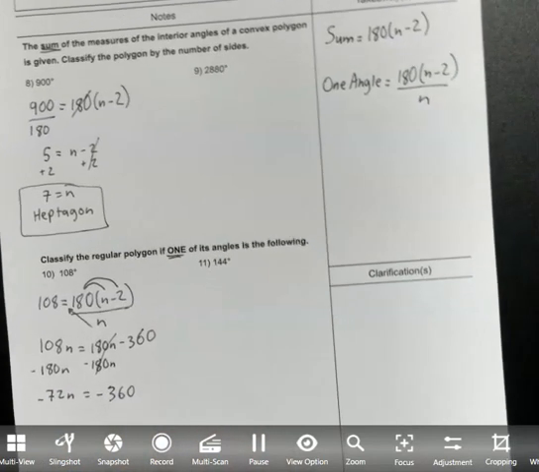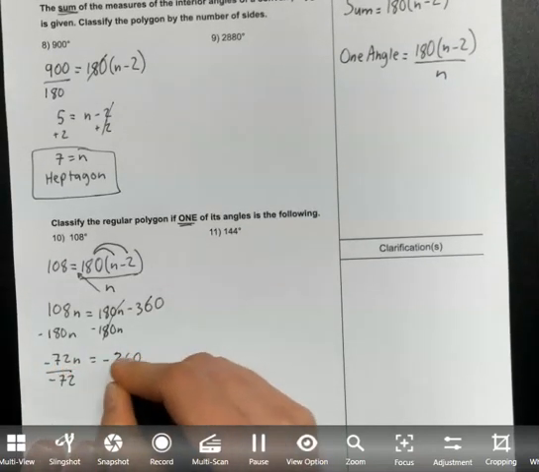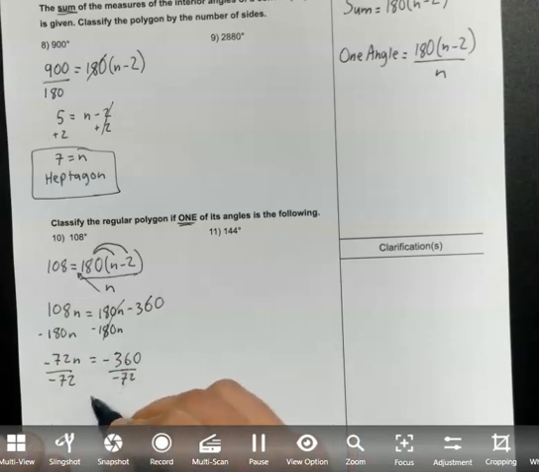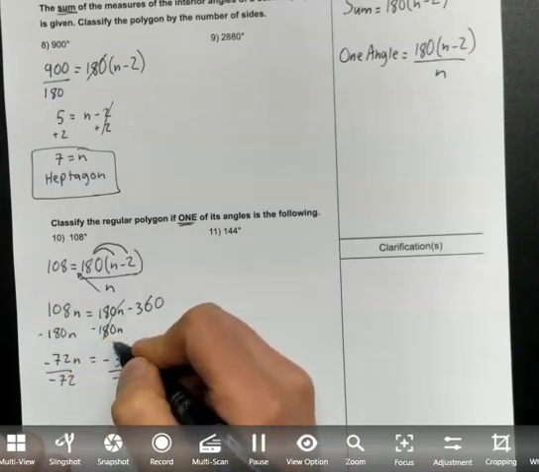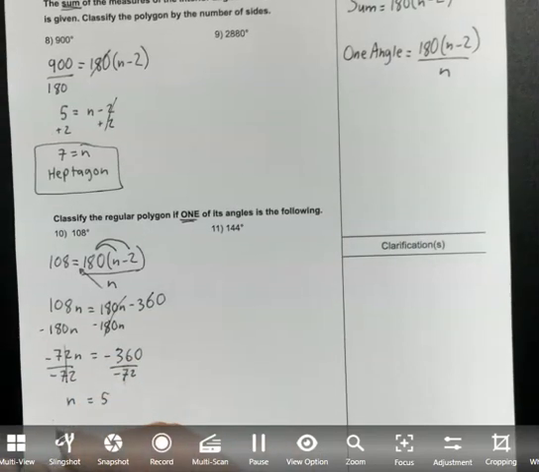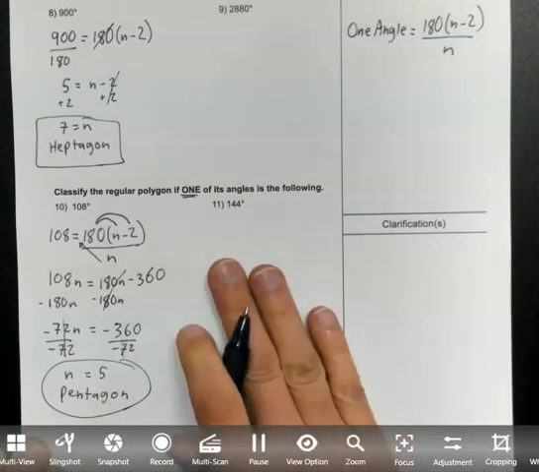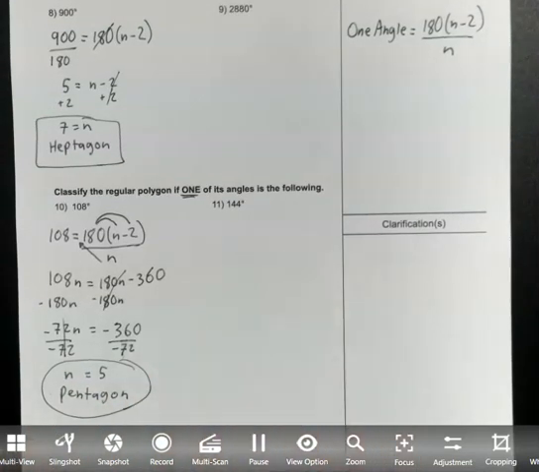Alright, from here, I'm going to divide by negative 72 on both sides. Okay, and then once I do that, this will just end up with regular n, and over here we end up with n equals 5. And n equals 5 means we have a pentagon, because 5 sides. Alright, you guys try this one, and then don't forget to check the filled in notes to make sure that your answer matches mine. Good luck with everything.